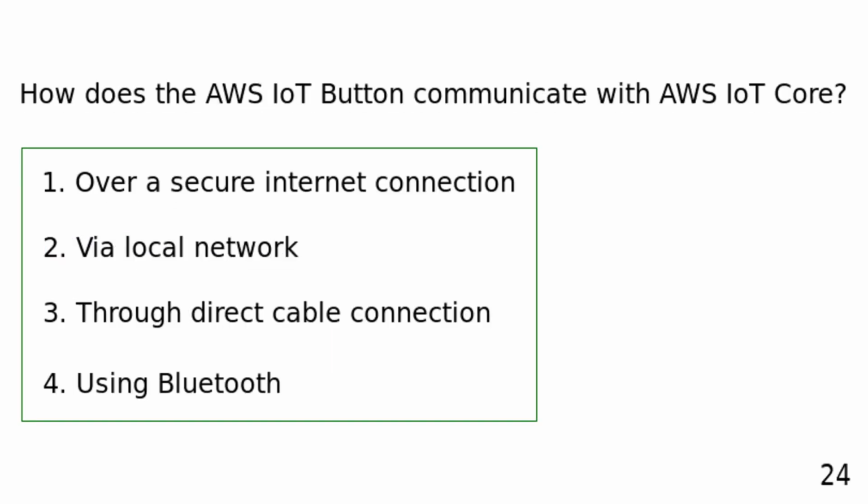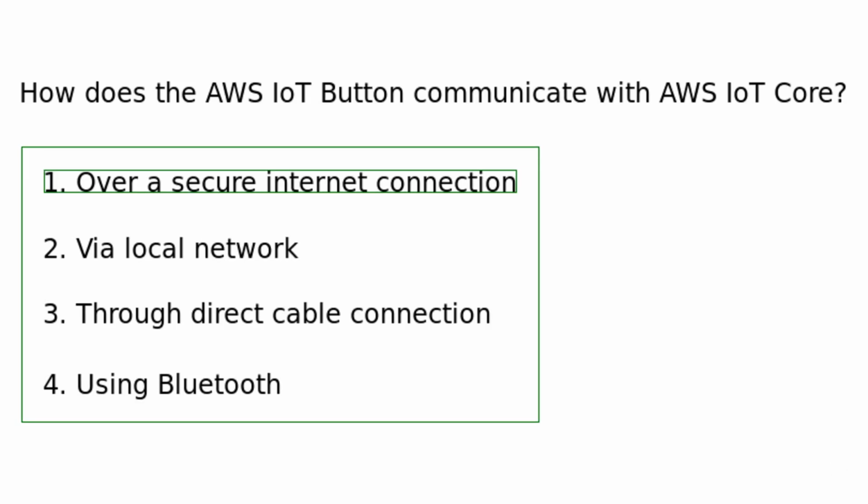How does the AWS IoT button communicate with AWS IoT Core? Over a secure internet connection. Via local network. Through direct cable connection. Using Bluetooth. The AWS IoT button communicates with AWS IoT Core over a secure internet connection.